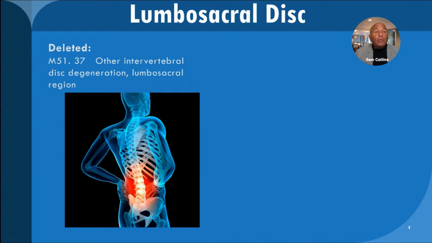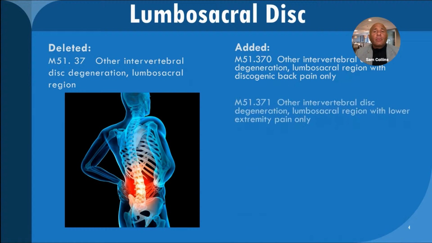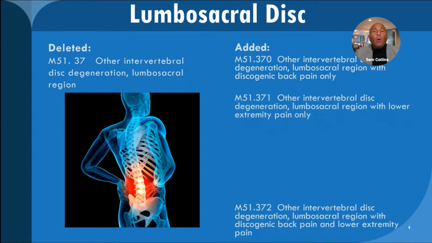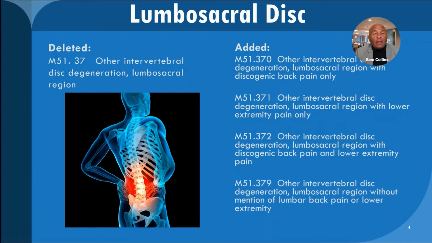There's M51.37, lumbosacral disc, meaning L5-S1, but you'll see it's the same protocol with back pain, with lower extremity pain, or a combination of both. So just making sure, no longer is it just one simple code, but there's going to be three codes demonstrating when it's hurting, or one if there's asymptomatic.